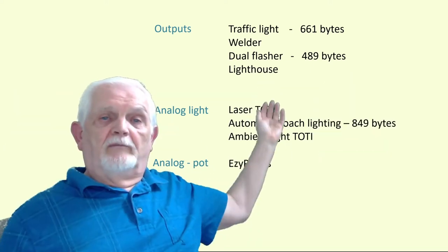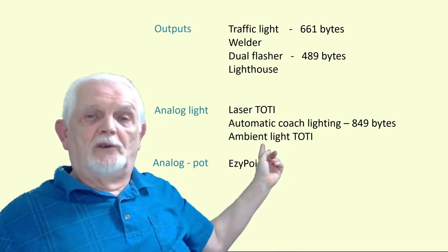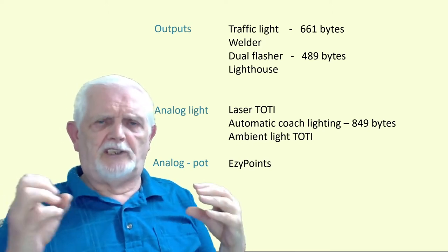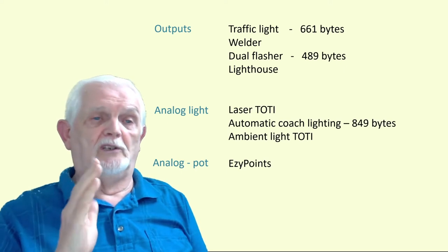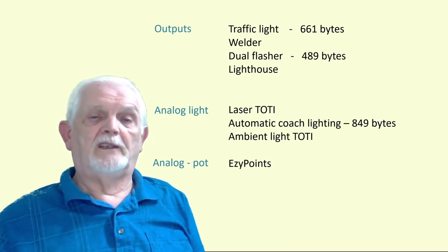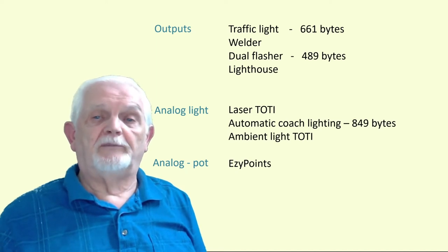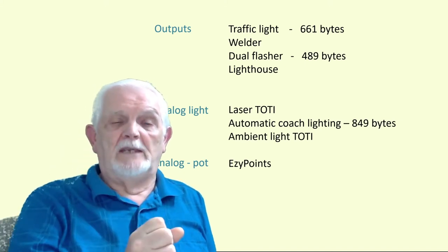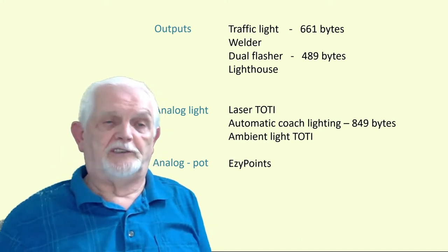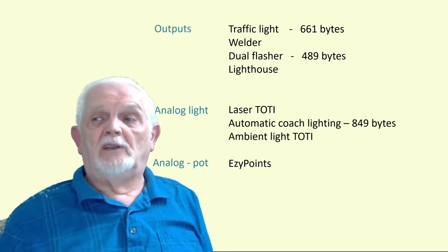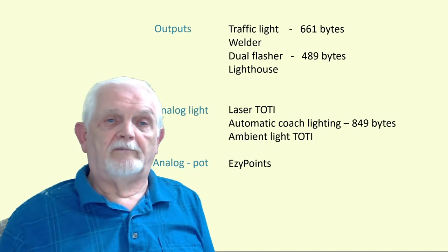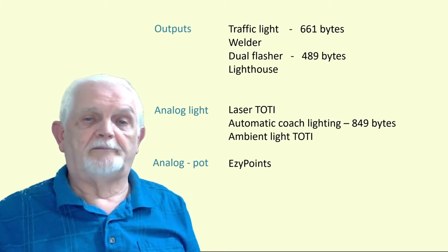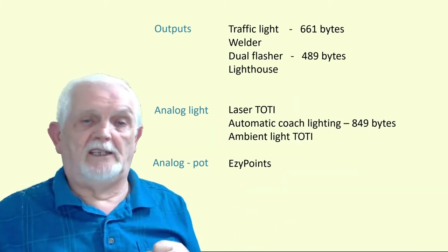There's no inputs, but we can have analog inputs now. So the laser TOTI, we're measuring the intensity of the laser beam to see whether it's broken or not as a train passes. We're measuring light levels, in other words. The automatic coach lighting, the same thing. We're bouncing lights off the track, and then we're seeing whether the light level has changed, and then we can bring on the coach lighting. So we're making use of the analog to digital facility that's built into that chip. And the same with the ambient light TOTI.